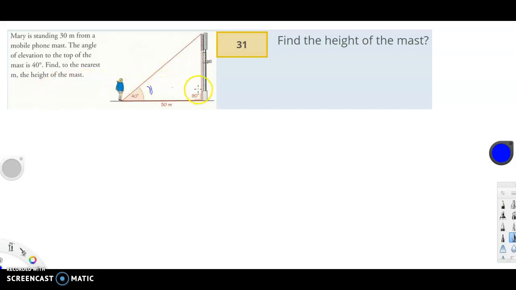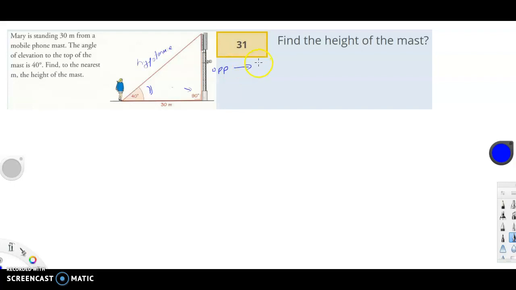So this is just a triangle, and it's a right angle triangle. There's our 90 degrees. So this side here is the hypotenuse. It's the longest side, and it's opposite the right angle. Opposite Mary there, we call that the opposite side. That's the height of the mast.